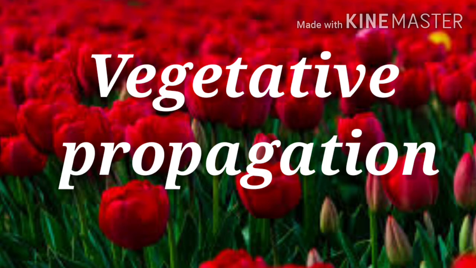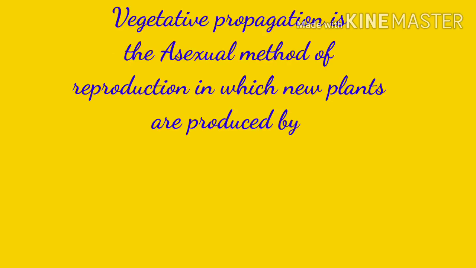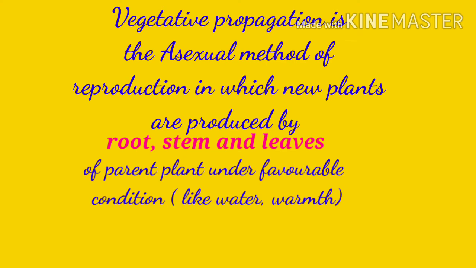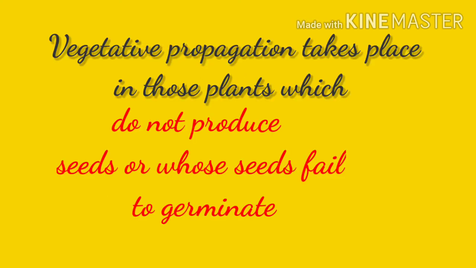It occurs only in plants. Vegetative propagation is the asexual method of reproduction in which new plants are produced or formed from the vegetative part, like root, stem and leaves of the old plant under favorable conditions. This process takes place in those plants which cannot produce seeds or whose seeds fail to germinate.